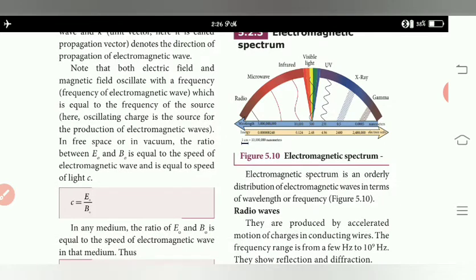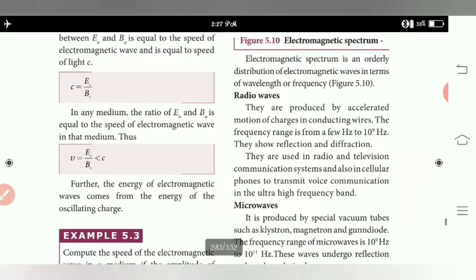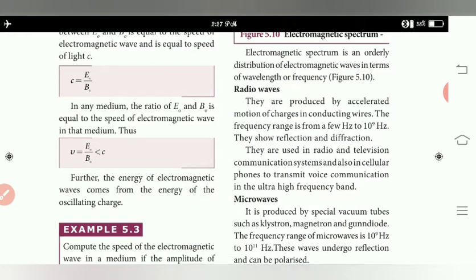From the Lorentz force, when compared with the Lorentz force and the centripetal force in the cyclotron, we will get the velocity of that electron or particle in a uniform magnetic field and uniform electric field. C is nothing but the speed of light, which is equal to electric field by magnetic field.